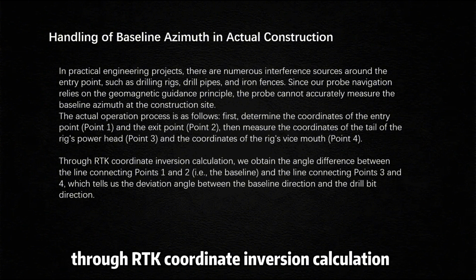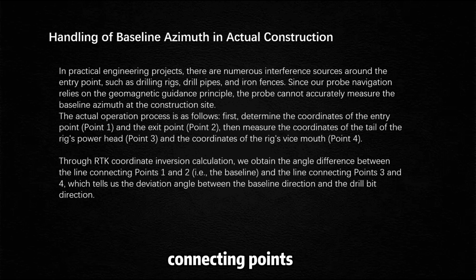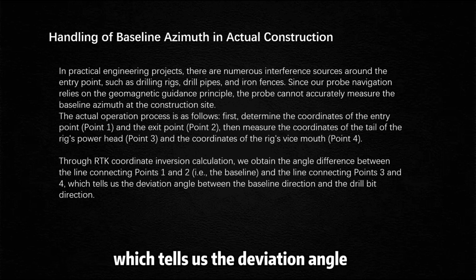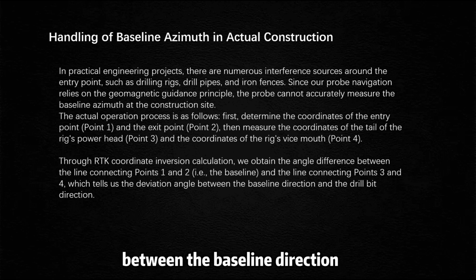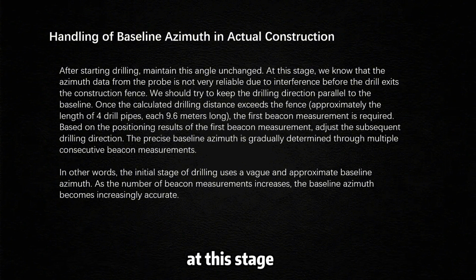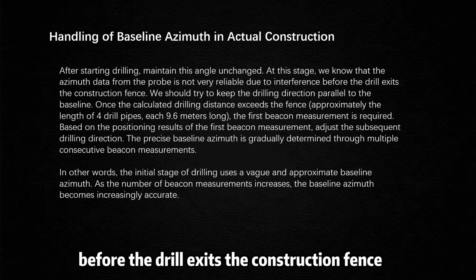Through RTK coordinate inversion calculation, we obtain the angle difference between the line connecting points 1 and 2, i.e. the baseline, and the line connecting points 3 and 4, which tells us the deviation angle between the baseline direction and the drill bit direction. After starting drilling, maintain this angle unchanged. At this stage, we know that the probe's azimuth data is not very reliable due to interference before the drill exits the construction fence.